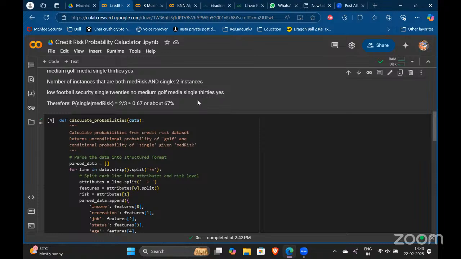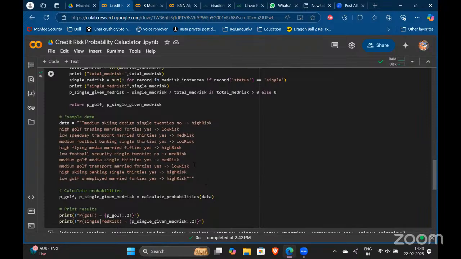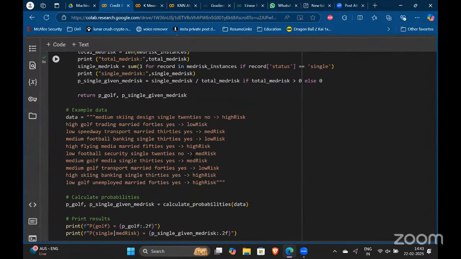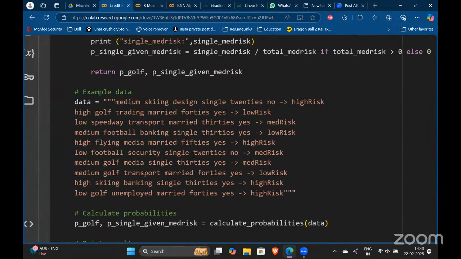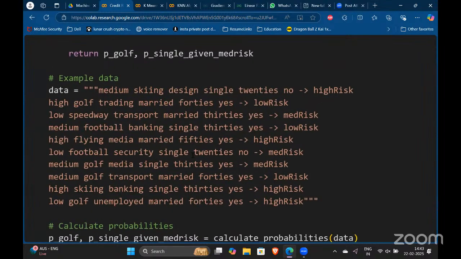Is this clear, or do you want me to explain it over the board? Guys, do you want me to explain over the board? Okay. Have a look at the data once.